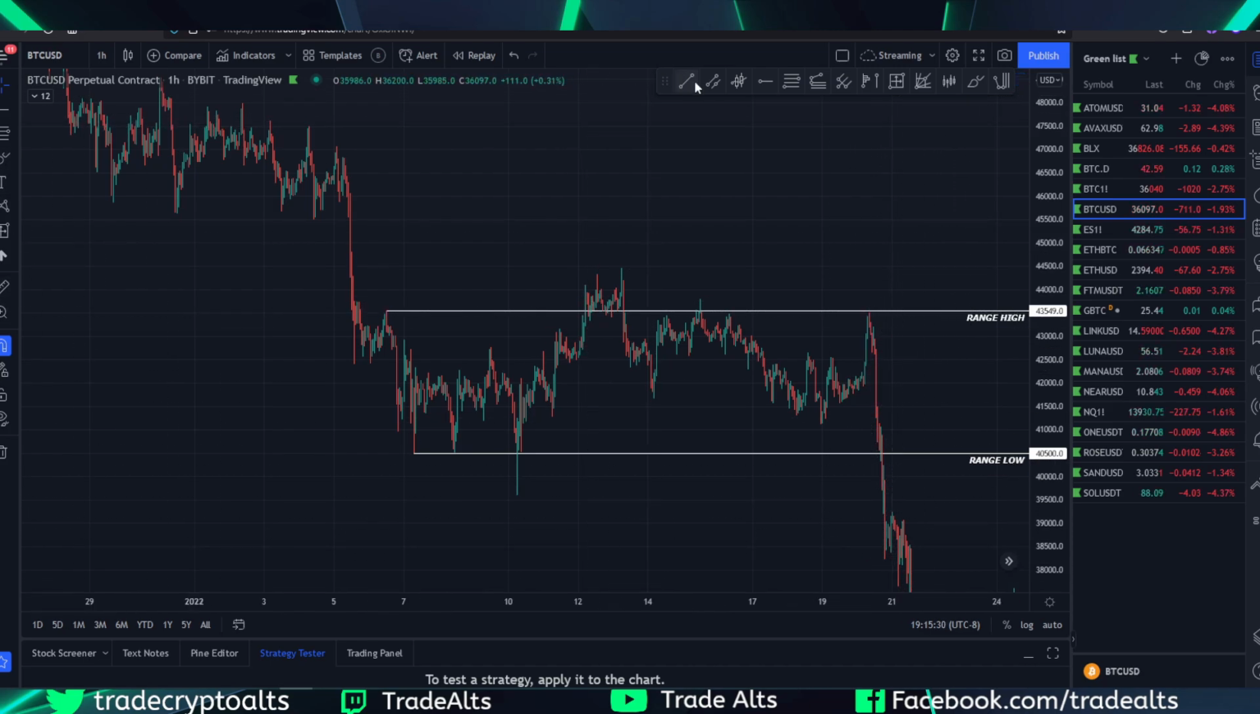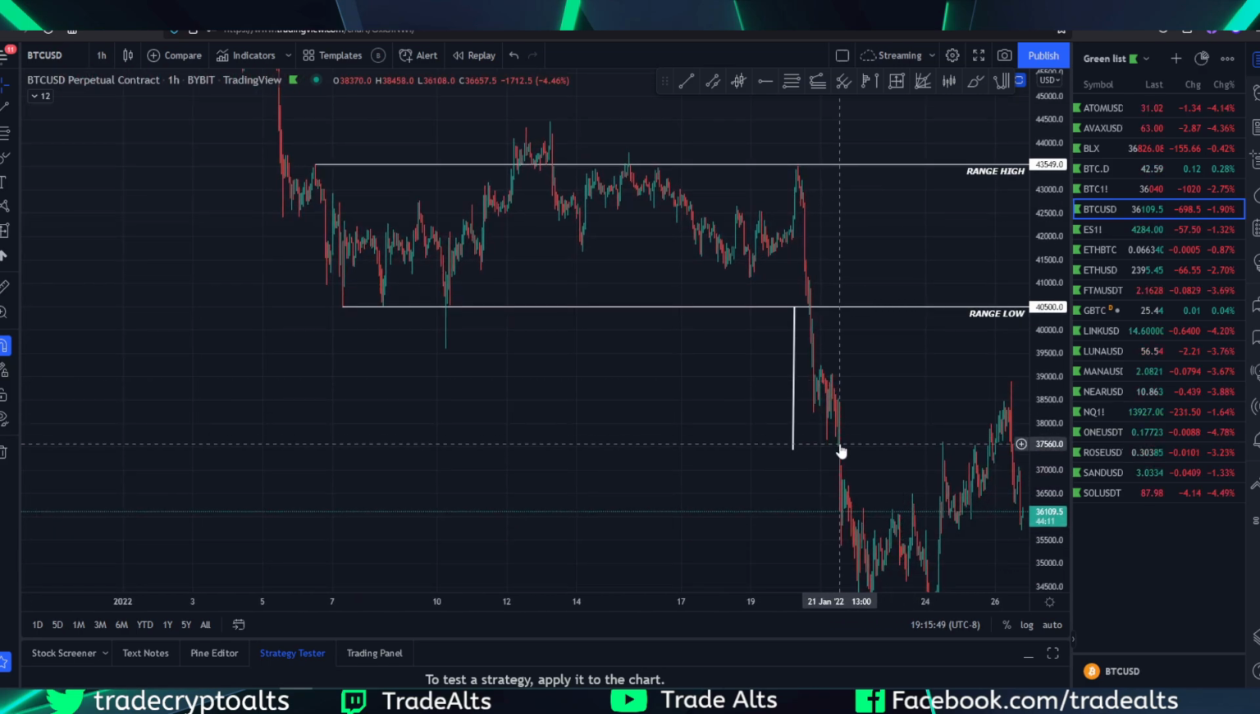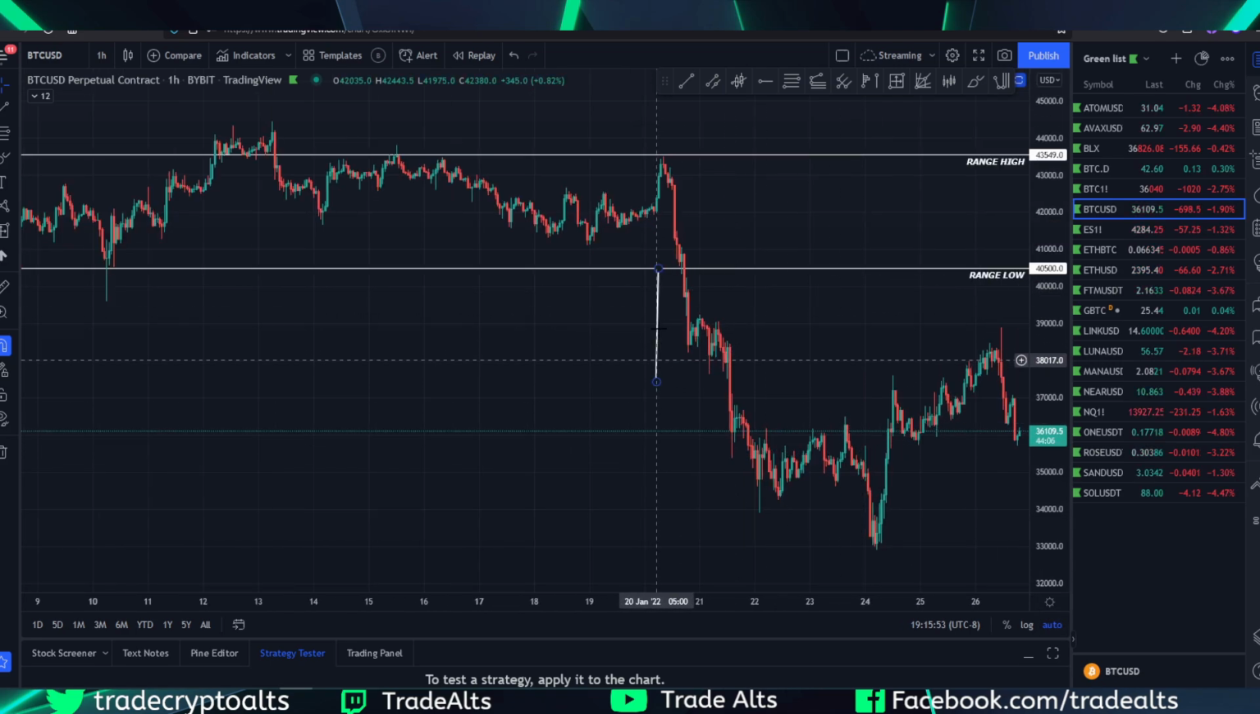So measured move, we're going to do that one more time. Taking it from your range high to your range low, just measuring the distance. And again, it doesn't matter which direction you pull it. I'm going to bring that over here, try to line it up as best as I can. It doesn't have to be perfect. Right here to your range low. If we zoom down, it's about where we stopped. So a little crooked, that's okay.